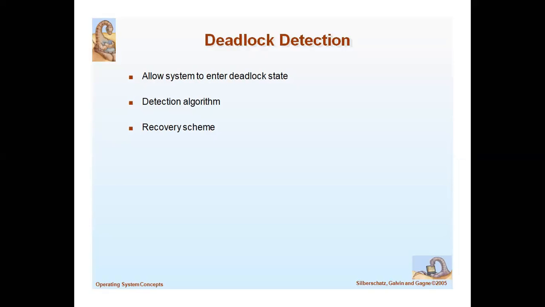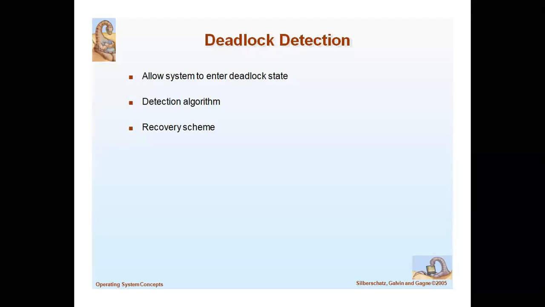The system cannot recognize whether to avoid the deadlock or prevent it, so the system may enter into a deadlock situation. So we allow the system to enter into a deadlock state. Once the system enters into a deadlock situation, we have to find where the deadlock occurred, by applying two algorithms. One is the deadlock detection algorithm, and once you detect the deadlock, you have to recover from that deadlock.